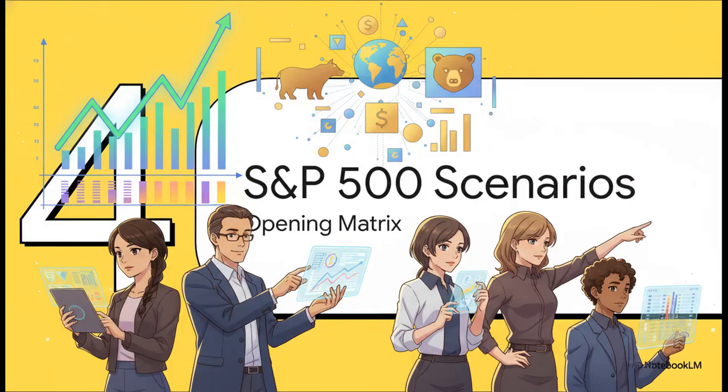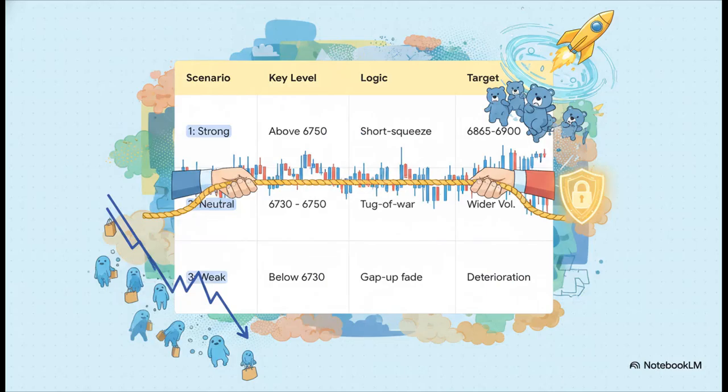Okay, that brings us to Section 4, S&P 500 opening scenarios. Let's game out what could happen next. Let's break this table down. There are three main scenarios. First, Scenario 1. If the market opens above 67.50, you're looking at a strong long or even a short squeeze. The logic there is that CTA buying and short covering would reinforce an aggressive move to the upside, targeting 68.65 to 6900. Now, Scenario 2, which is between 67.30 and 67.50, is more of a technical tug of war.